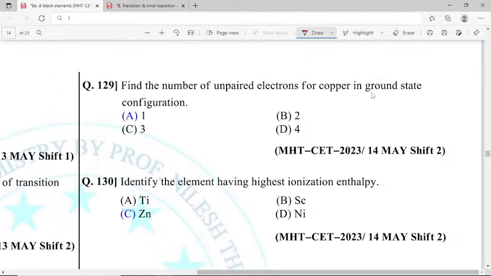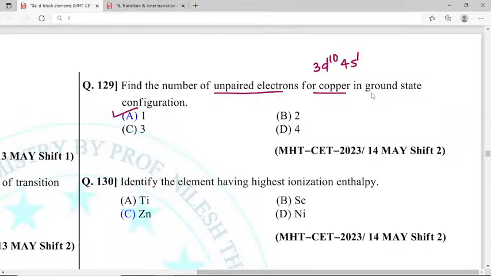Next, find the number of unpaired electrons of copper in the ground state. Copper is 3d10 4s1. So the number of unpaired electrons is 1: 4s1 has 1 unpaired, 3d10 has 0 unpaired.